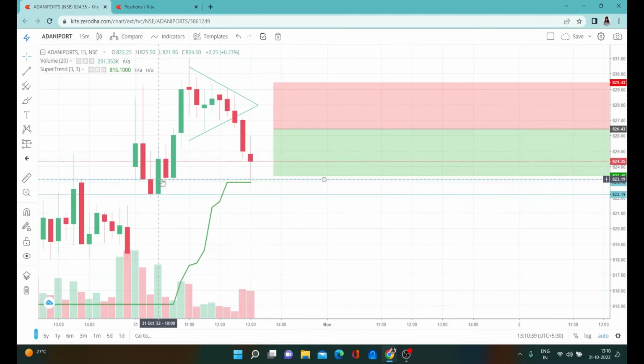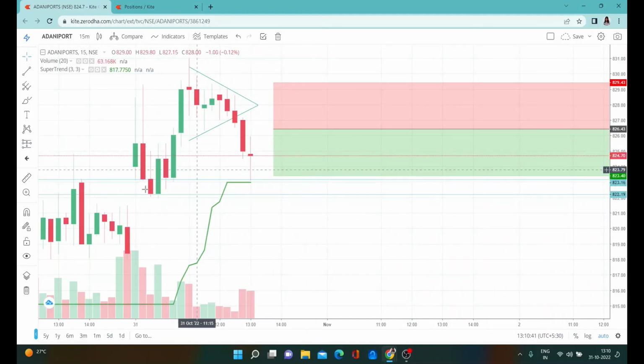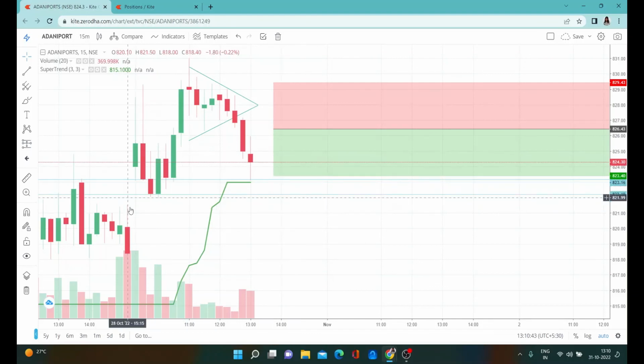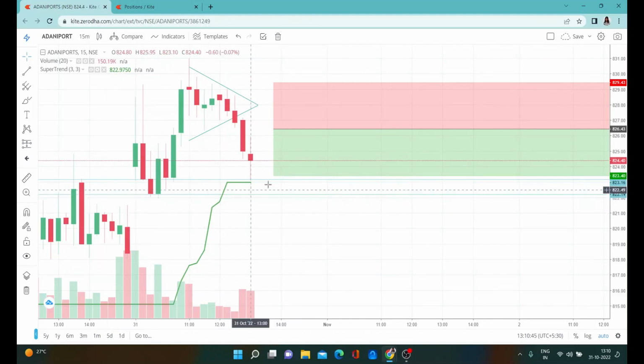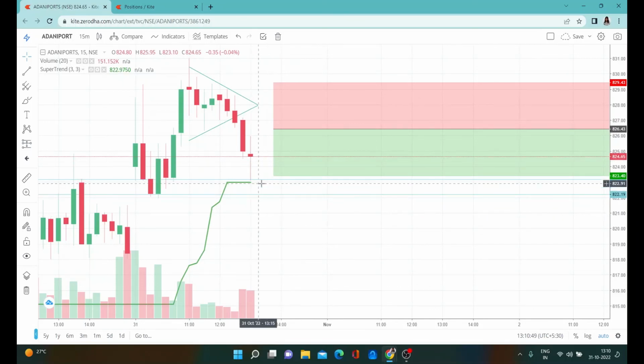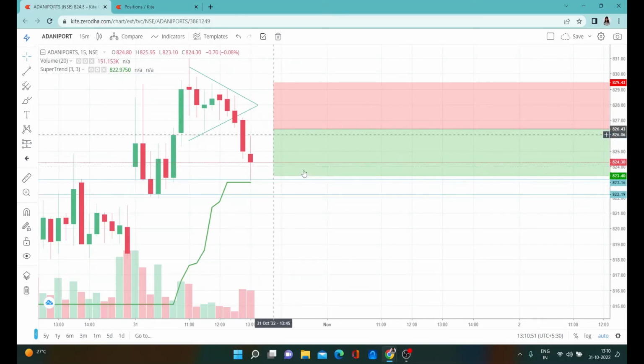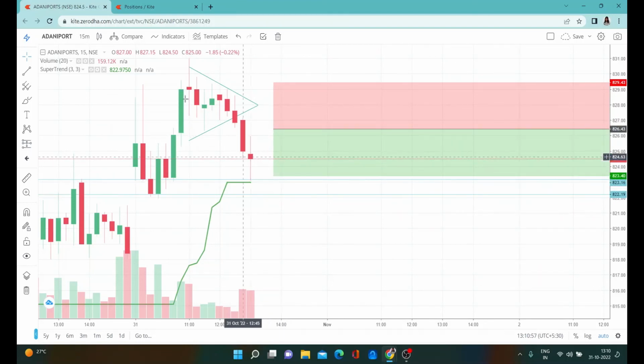Look at this. What did I tell you? This is a support area, and there is some kind of buying pressure at this area. Don't you see over here happening here? Anyways, we're just not bothered what will happen after this, because we have taken our trade. We're out of the trade. That is what matters.